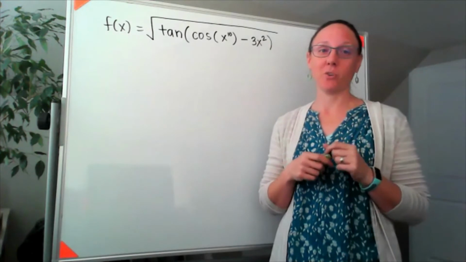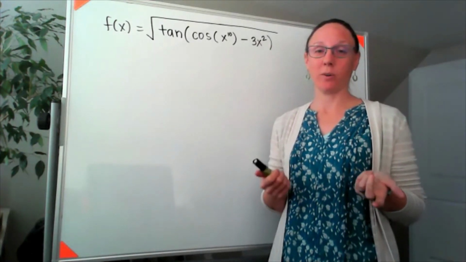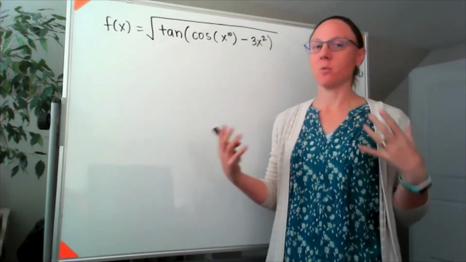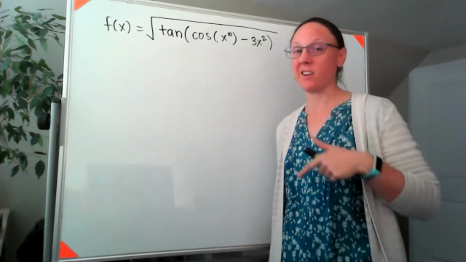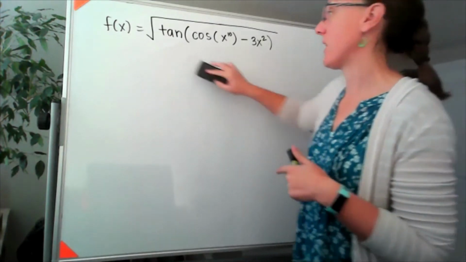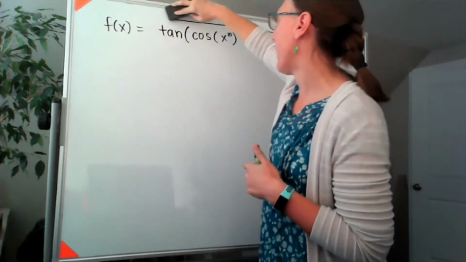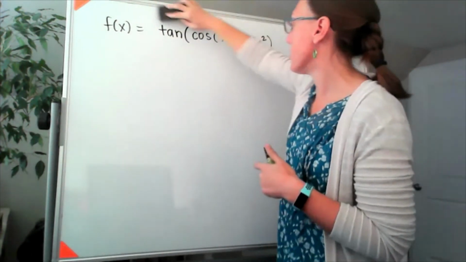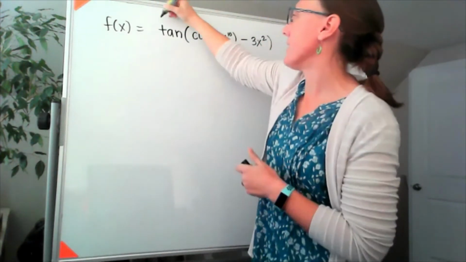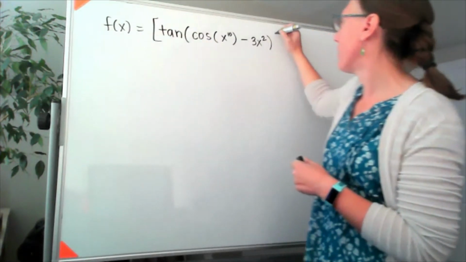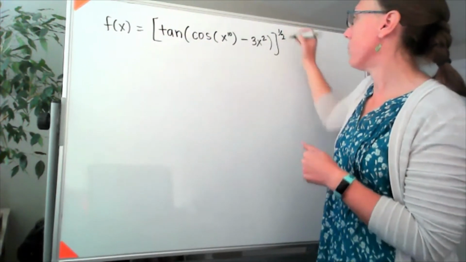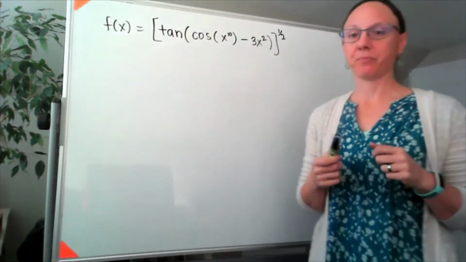First thing that I want to do is to rewrite that square root as being some stuff to the 1/2 power. And because I know I'm going to need all the board space I can get, I'm just going to go ahead and do that for us and say that I've got this stuff raised to the 1/2 power.